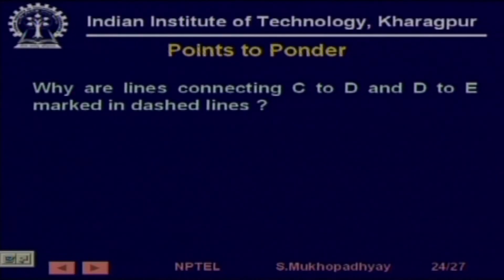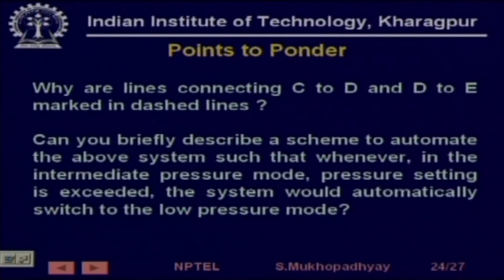Why are lines connecting C to D and D to E marked in dashed lines? This is the second one, system pressure selection, because they are pilot lines. Sorry, I have already given an answer. You are supposed to think about it.